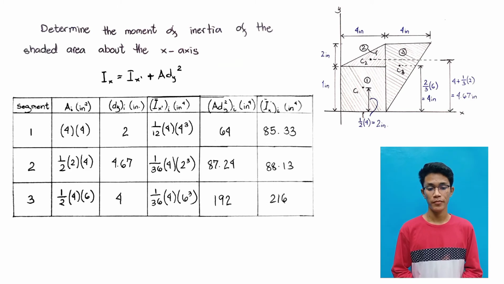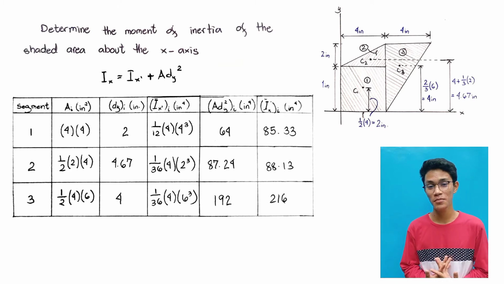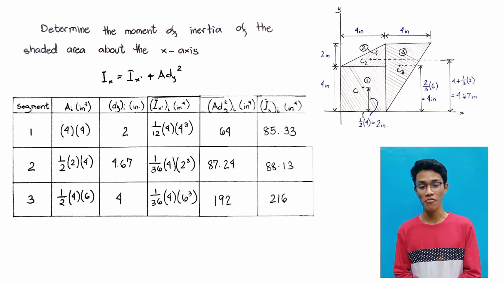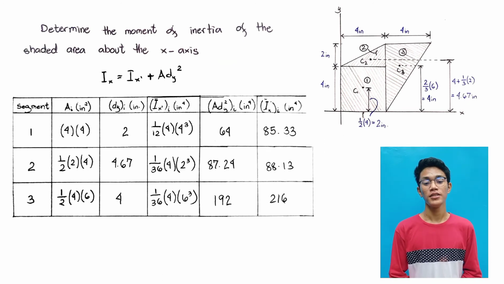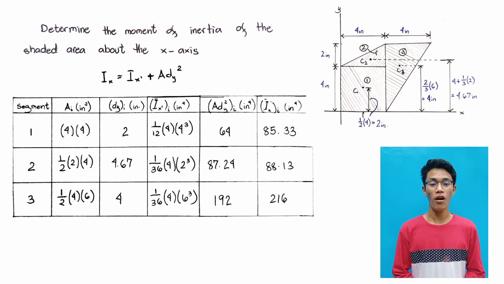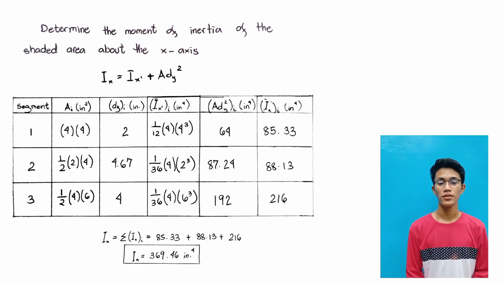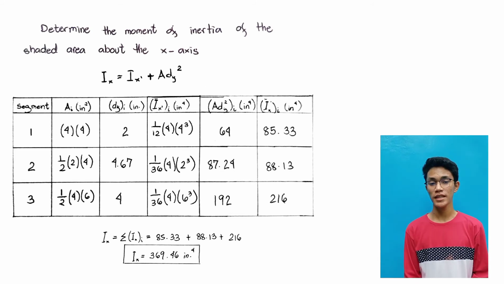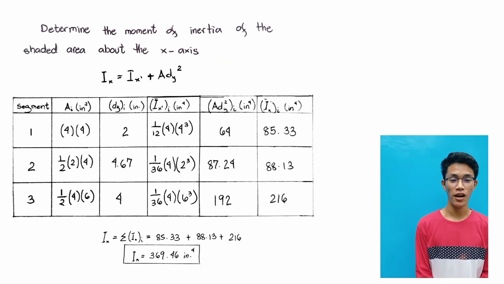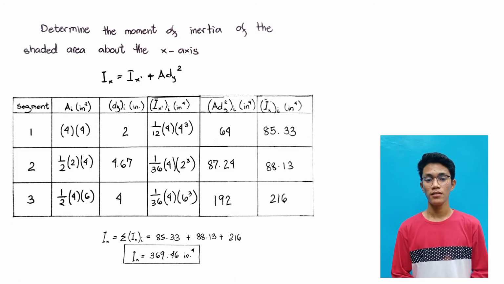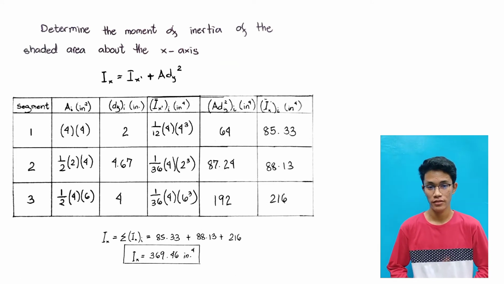216. Now, let us proceed on determining the moment of inertia of our figure. We can identify it by adding all the moments of inertia of all the sections. So, 85.33 plus 88.13 plus 216, the moment of inertia of the figure is equal to 369.46 inches to the fourth.